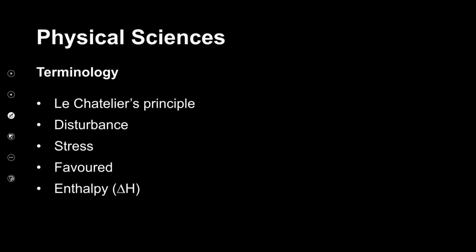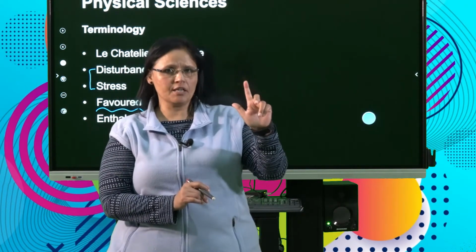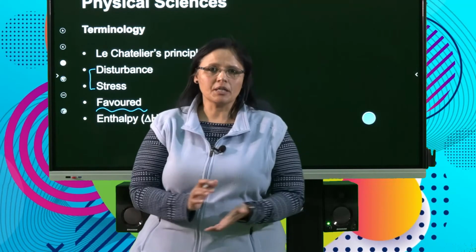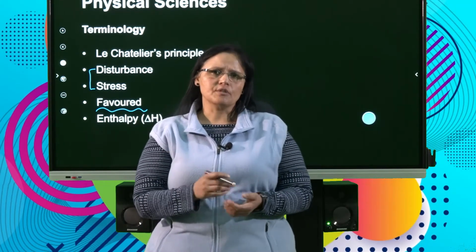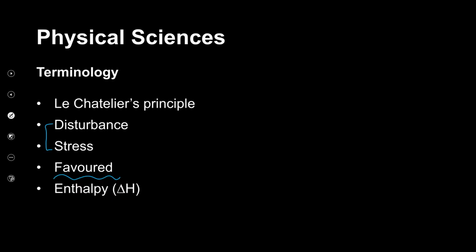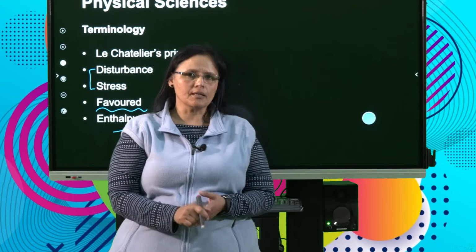The terminology is Le Chatelier's principle, which we will shortly define. We're going to talk a lot about disturbance, or sometimes we will refer to this disturbance as the stress, seeing that the stress is what's going to happen at equilibrium after equilibrium has been reached. And then we're going to talk a lot about the word favored. When we look at chemical equilibrium, we know that it must happen in a closed system, and it should always be a reversible reaction. So with the reversible reaction, we're also going to talk a lot about our delta H, or our enthalpy, and we will refer to this a lot as we work further with Le Chatelier's principle and chemical equilibrium.